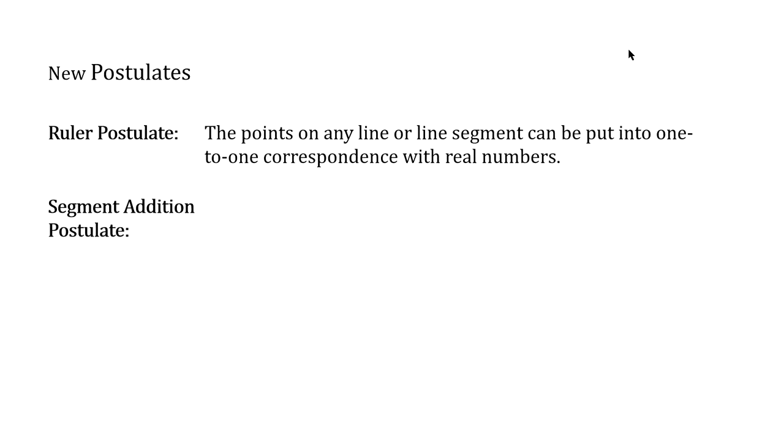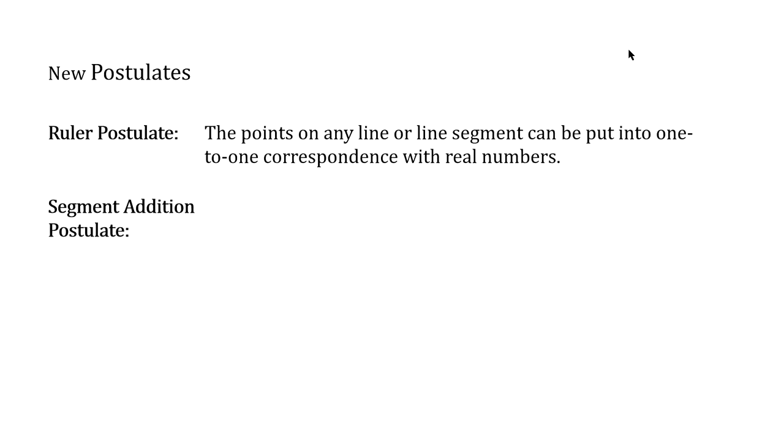The ruler postulate basically is just saying if you take a ruler or take any point or segment, we can match up that segment on a number line. So think of it, if we were measuring a line segment, we'd put the zero part of the ruler on one end. We'd look at the other end of the line segment, match up wherever our number is, and that's how we get our measurement. That's what that ruler postulate works with.